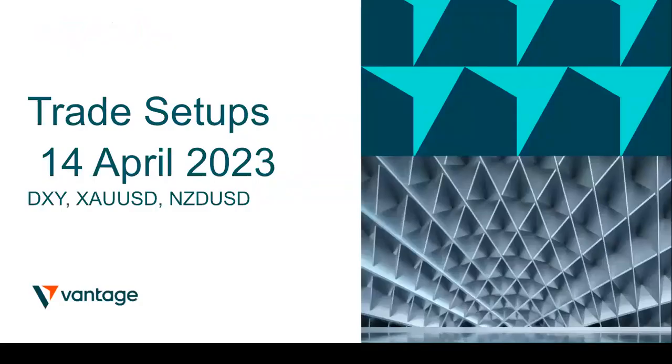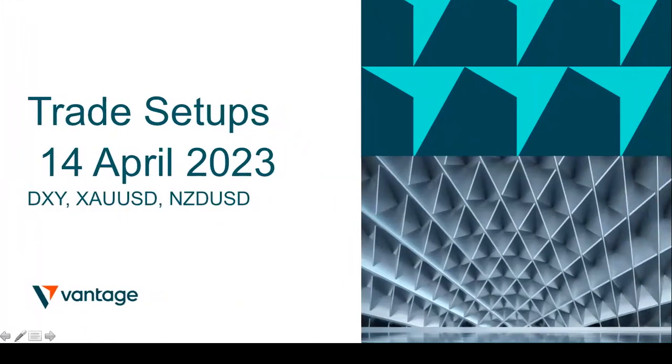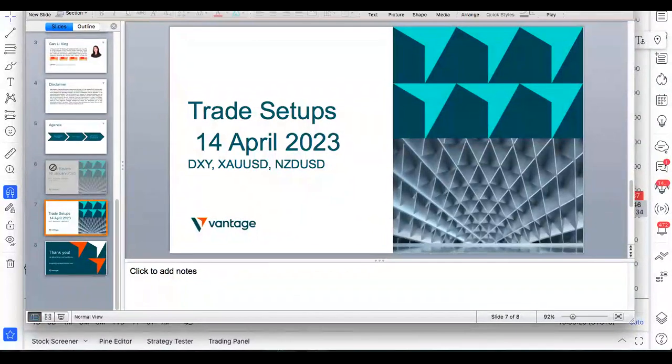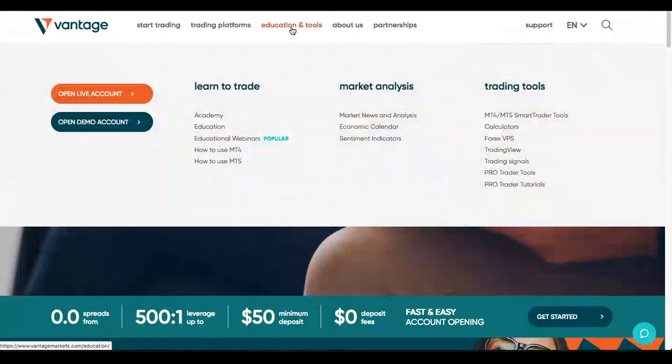Okay, so let's take a look at our setups. Before we hop on to the setups, let's take a look at our economic calendar. For economic calendar, usually I'll just use Vantage Markets. You can go to vantagemarkets.com under education and tools, economic calendar.